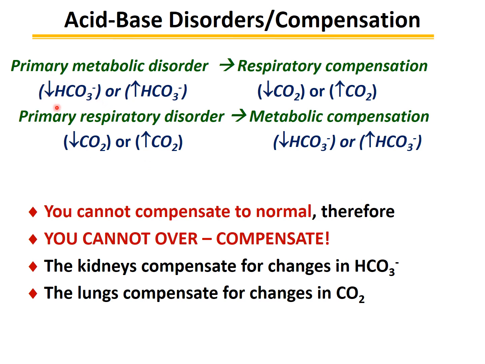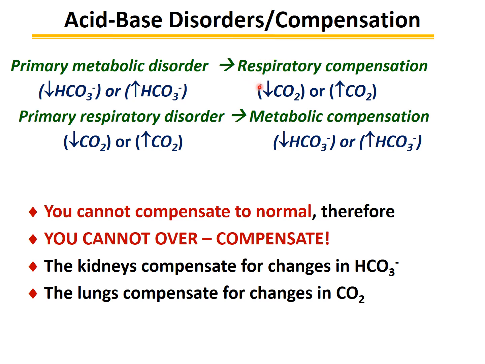If we have changes in the bicarbonate, these are the metabolic disorders. For example, if we have acidemia and mainly a decrease of the bicarbonate concentration, that's a primary metabolic acidosis. If we have alkalemia and you see that the bicarbonate level is elevated, that's a primary disorder. We have a metabolic alkalosis.